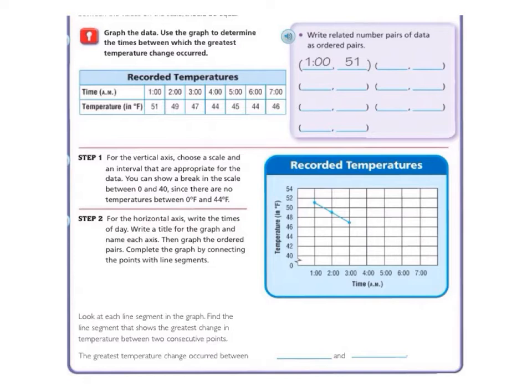Today we'll be starting on page 381 in your Go Math book, and we'll be reading the Unlock the Problem. It says to graph the data, use the graph to determine the times between which the greatest temperature change occurred. We are going to write our ordered pairs in the purple box on the right, and we are going to get the information from the table where it says recorded temperatures.